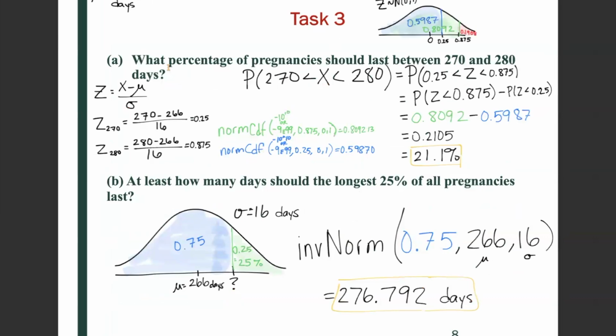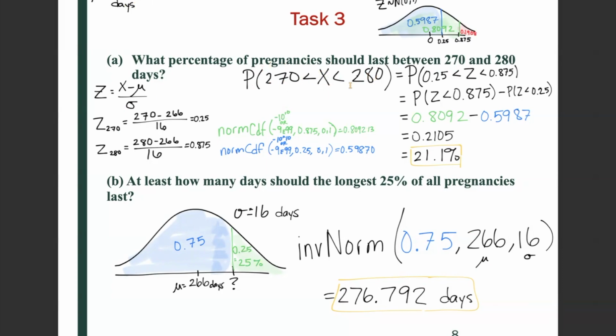Okay, so what percentage of pregnancies should last between 270 and 280 days? Here's where I copied the information we were given before, where we assume the duration of human pregnancies can be described by a normal model, and our mean is 266 days and our standard deviation is 16 days. Here we want to find the probability that pregnancies last between 270 and 280.